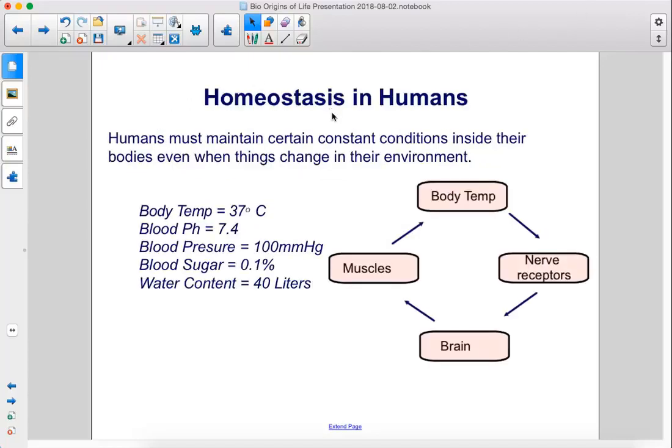Humans must maintain certain constant conditions inside their bodies even when things change in their environment: their body temperature, nerve receptors, brain, and muscles. Here are some things that must remain somewhat constant.